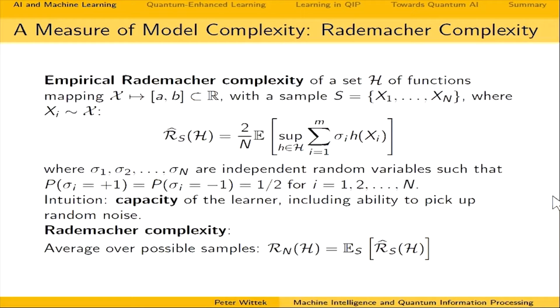So this is the empirical Rademacher complexity. It's empirical because it looks at fixed data points that you are given. And if we also average over all possible n data points that you get, we get the actual Rademacher complexity. So this is one measure of model complexity.